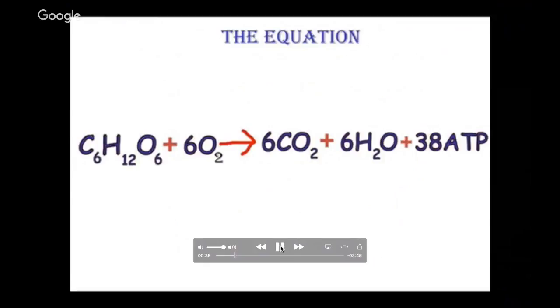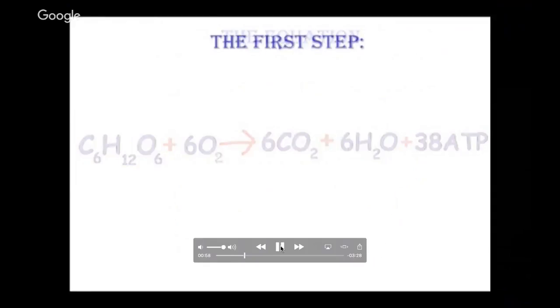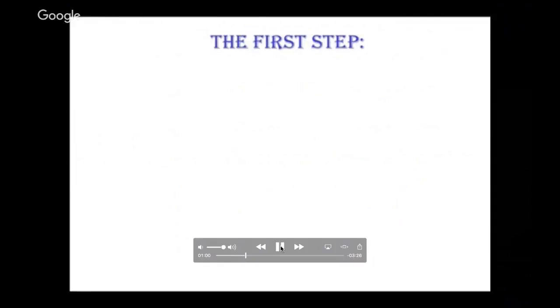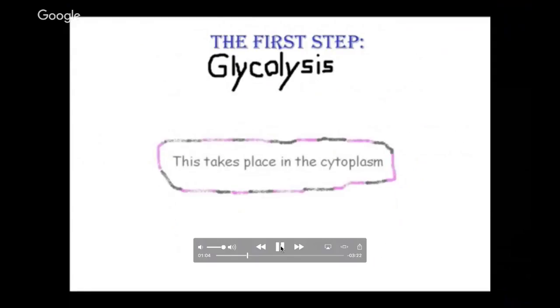Glucose and 6 oxygen molecules yield 6 carbon dioxide molecules plus 6 water molecules and 38 ATP. Now, ATP stands for adenosine triphosphate. We're going to hear more about that later on, but basically that is energy. The first step in cellular respiration is glycolysis. Glycolysis takes place in the cytoplasm of a cell.